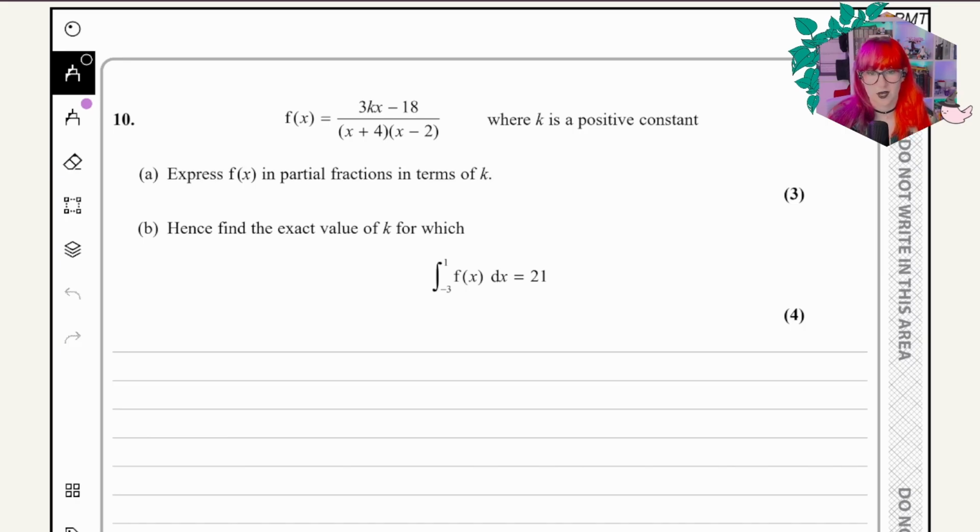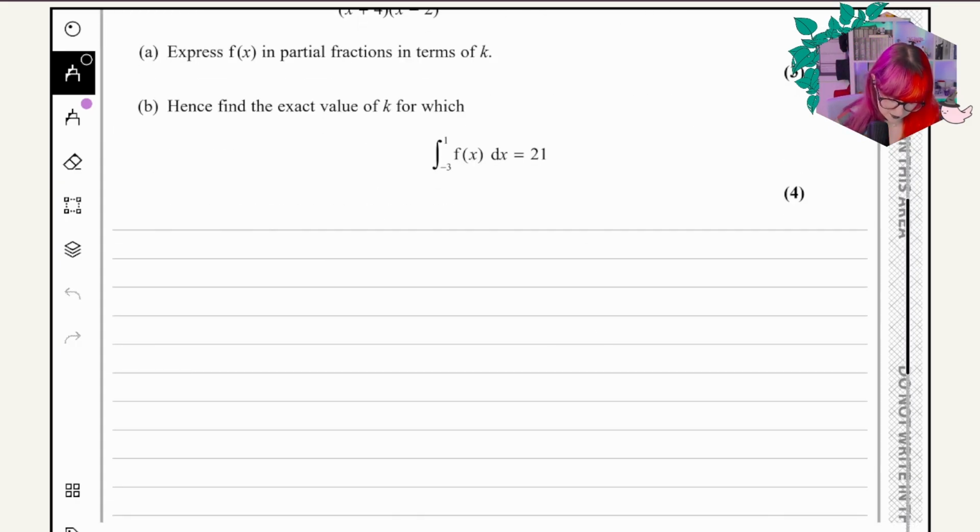We need to express it in terms of partial fractions. That is just sort of rote memorization of the formula, and then figure out what goes where. And then find the exact value of k for which that is solved. It's going to be plugging it into that expression and then working backwards to solve it for a value of k.